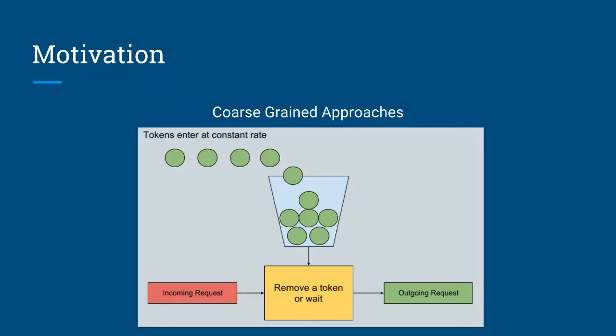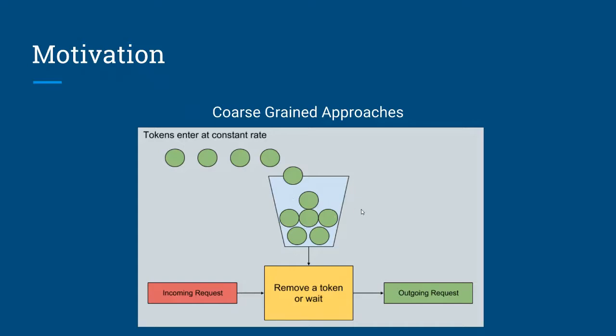Some of the initial approaches to this problem, which they refer to in the paper as coarse-grained approaches, are like the token bucket algorithms. You have an incoming request, and that request requires a token to get processed, and that token comes from what's typically referred to as a bucket, or sometimes a leaky bucket. It can pull one token out of the bucket and then make the outgoing request. The tokens enter the bucket at a constant rate, but having a bucket allows for bursts of request activity.